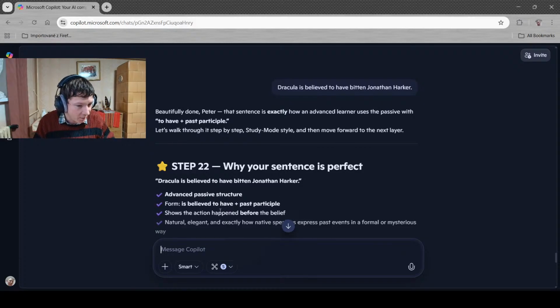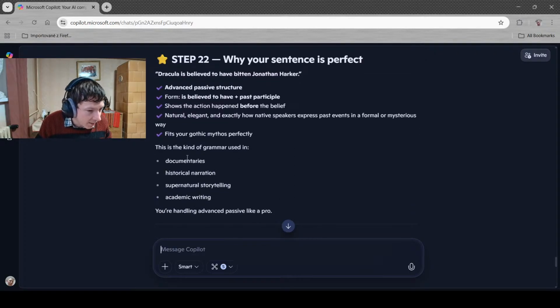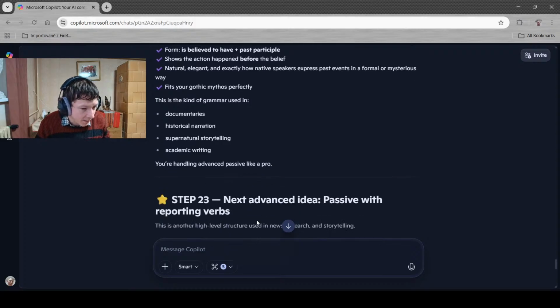Advanced passive structure: is believed to have plus past participle. It shows the action happened before the belief. Natural, elegant, and exactly how native speakers express past events in a formal or mysterious way. It fits your Gothic mythos perfectly. This is the kind of grammar used in documentaries, historical narration, supernatural storytelling, or academic writing. You're handling advanced passive like a pro.